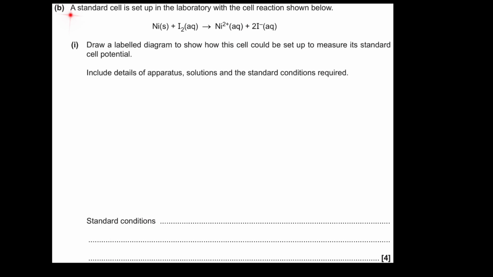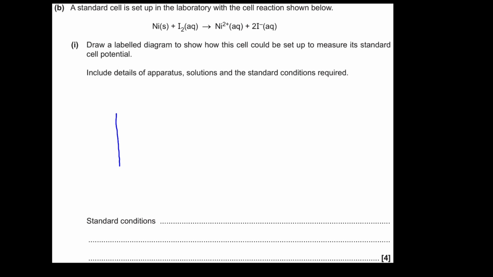Part B. A standard cell is set up in the laboratory with the cell reaction shown below. Nickel solid plus iodine aqueous react together to give nickel 2+ aqueous plus 2 iodide aqueous. Part 1. Draw a labelled diagram to show how the cell could be set up to measure its standard cell potential. Include details of apparatus, solutions, and the standard conditions required.